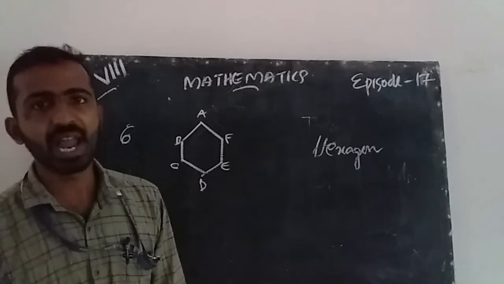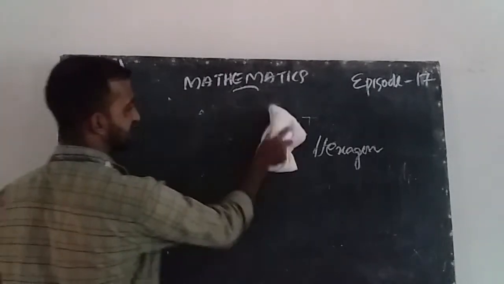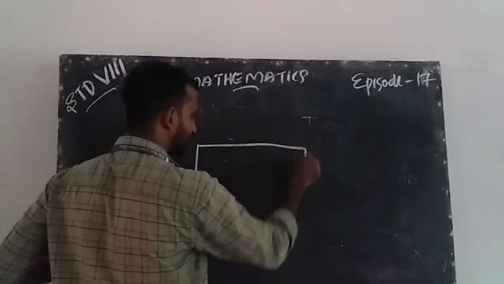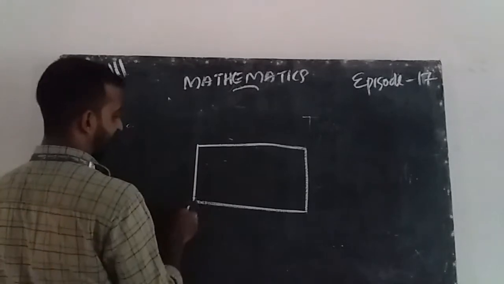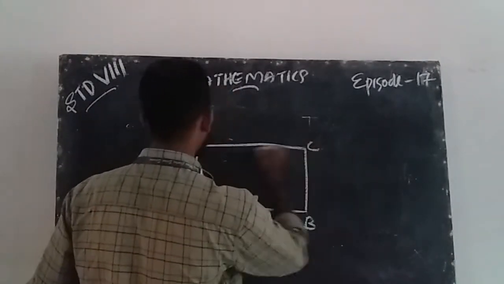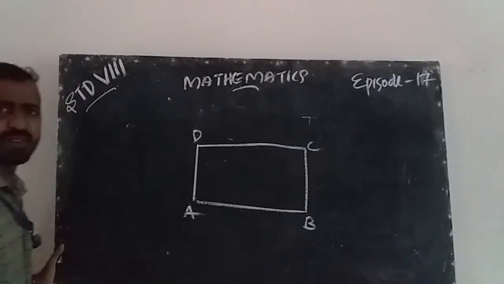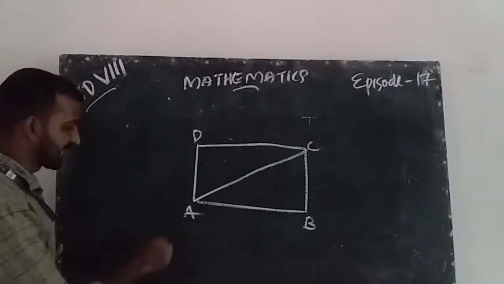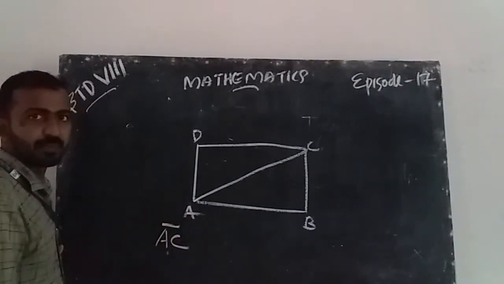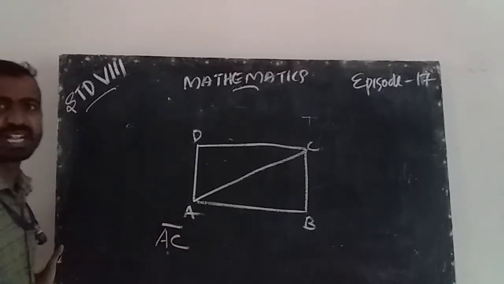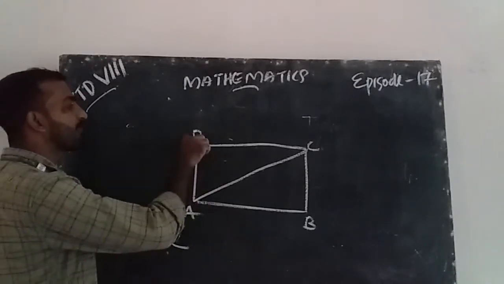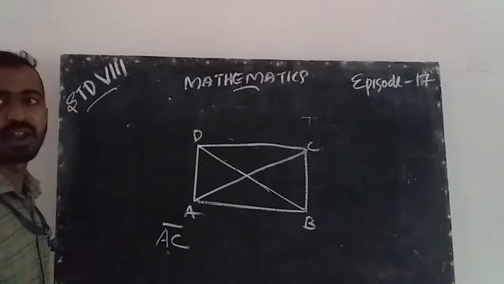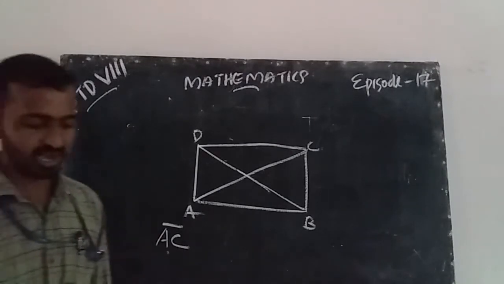What do you mean by diagonals? I take a quadrilateral A, B, C, D. When we draw a line from A to C, that is a diagonal. We can write AC bar, representing that AC is a diagonal. And when we draw a line from D to B, we get another diagonal.